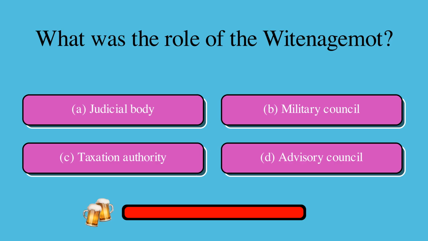What was the role of the Witenagemot? Is it A, judicial body, B, military council, C, taxation authority, or D, advisory council? The correct answer is D, advisory council.